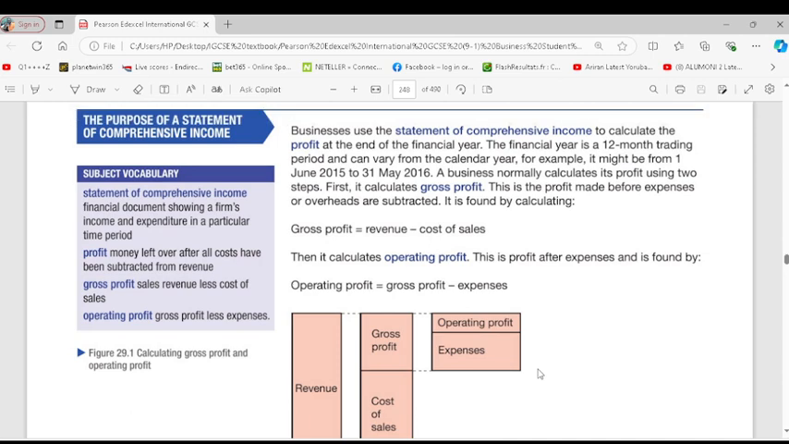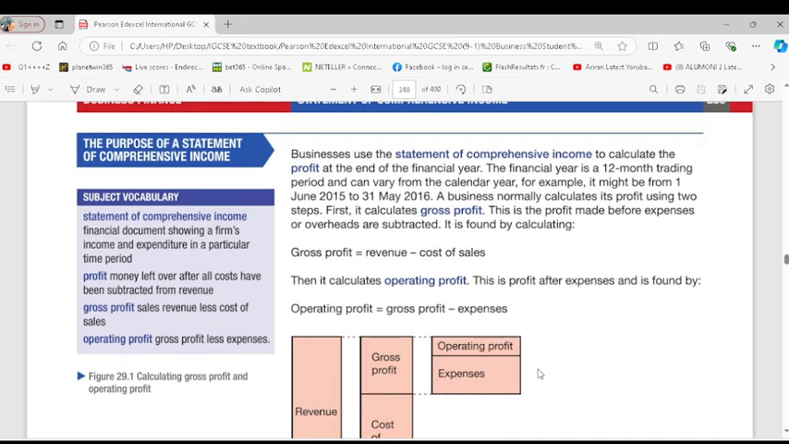The purpose of a statement of comprehensive income. Businesses use the statement of comprehensive income to calculate the profit at the end of the financial year. The financial year is a 12-month trading period and can vary from the calendar year. For example, it might be from 1 June 2015 to 31 May 2016. A business normally calculates its profit using two steps. First, it calculates the gross profit. This is the profit made before expenses or overheads are subtracted. It is found by calculating GP, which is revenue minus cost of sales.